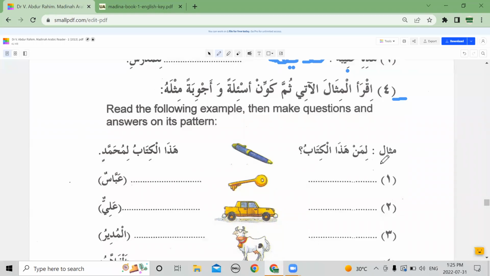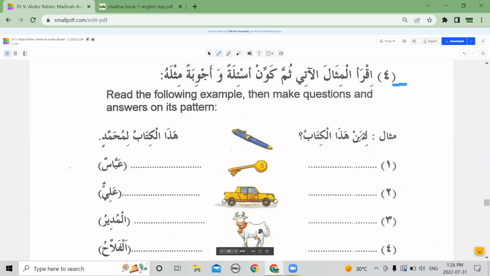So what's the first example? I don't get it, ma'am. Okay, we'll read the example and it'll make sense. So this is the example here, مثال. So what does it say here? لمن هذا الكتاب؟ This is the question. Yes, whose book is this? And then here's the answer. هذا الكتاب لمحمد. This book belongs to Muhammad.